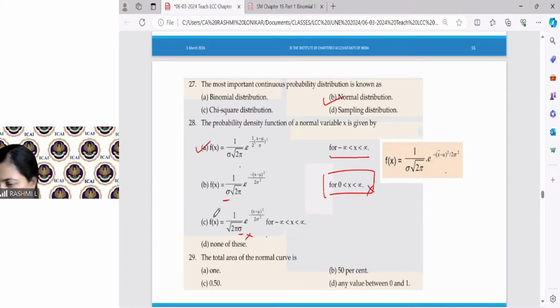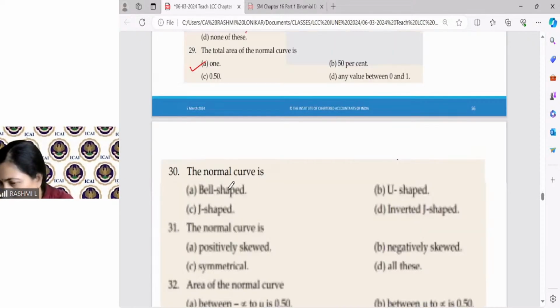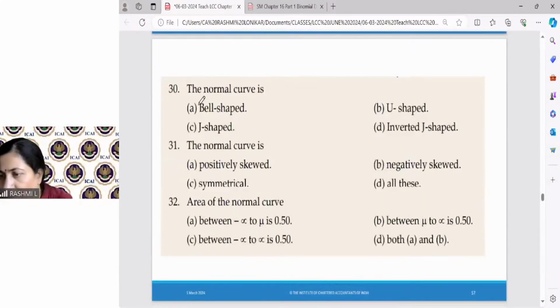The total area of the normal curve is 1. That we all know. The normal curve is bell-shaped. Is the normal curve positively skewed, negatively skewed, or symmetrical? It is symmetrical. The area of the normal curve between minus infinity and mu is 0.5, and between mu and infinity is 0.5. So these two are correct, and D is the correct answer.